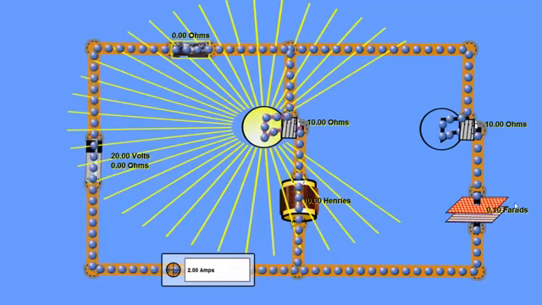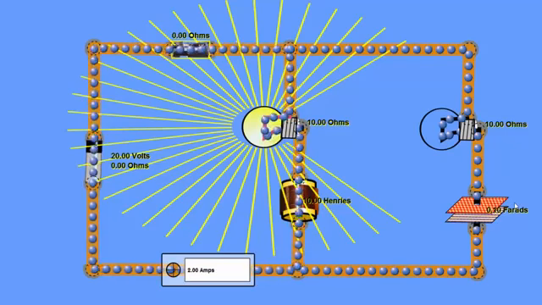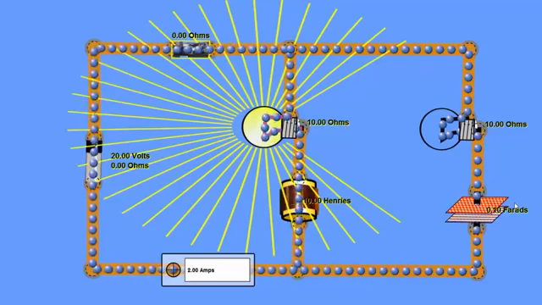One is storing energy in the form of kinetic energy, the energy due to motion, and the other one is storing energy due to the position of electrons on these plates.